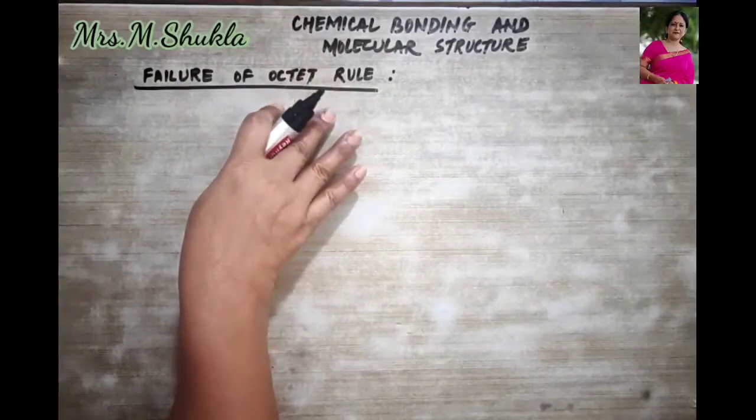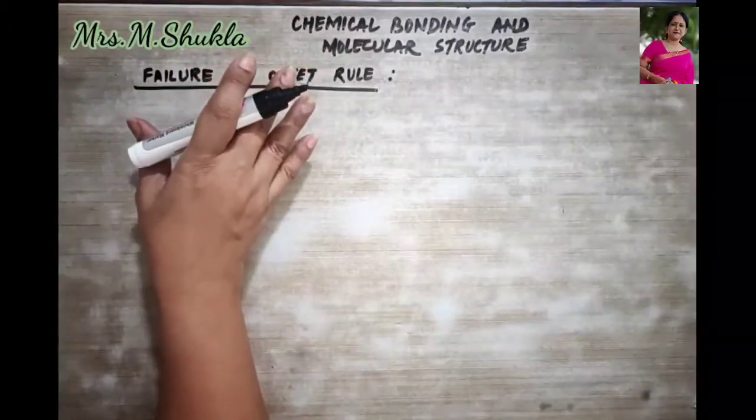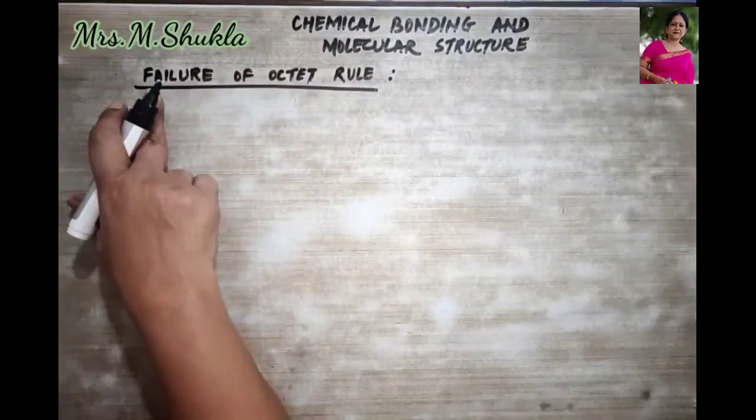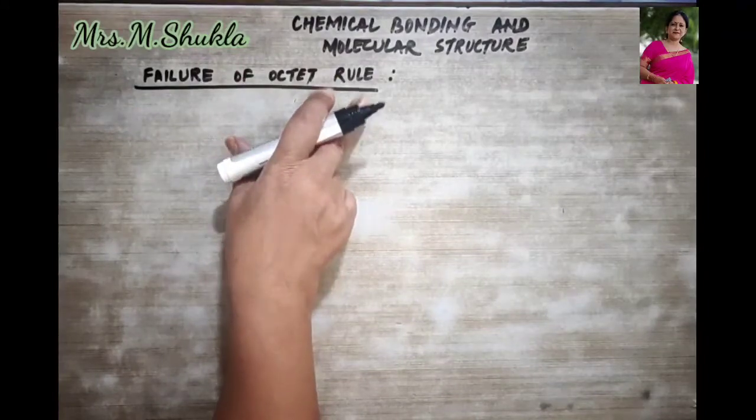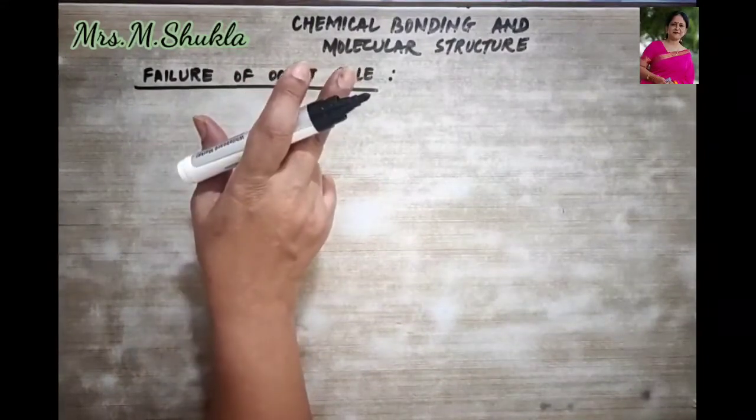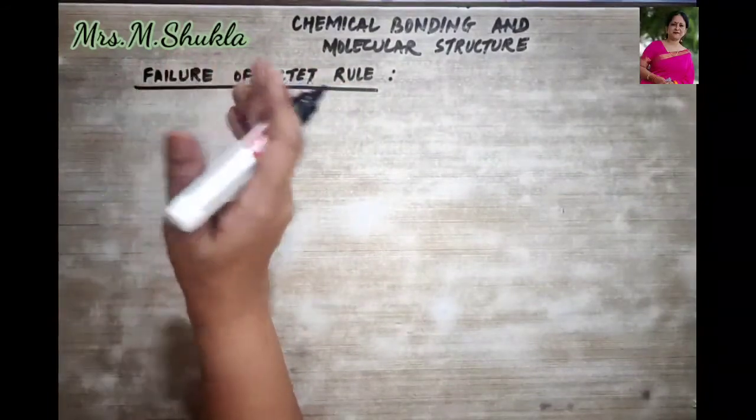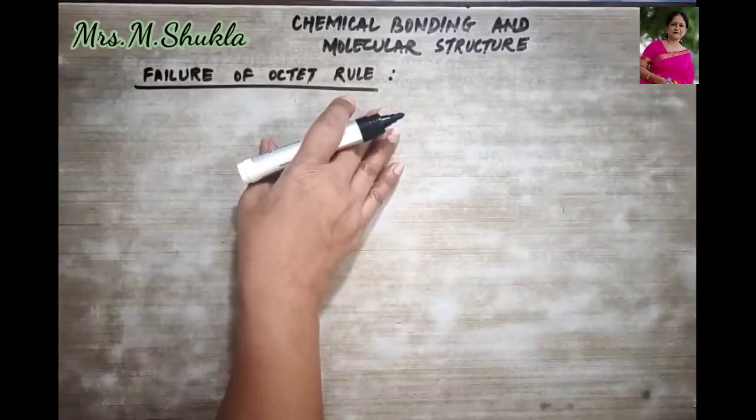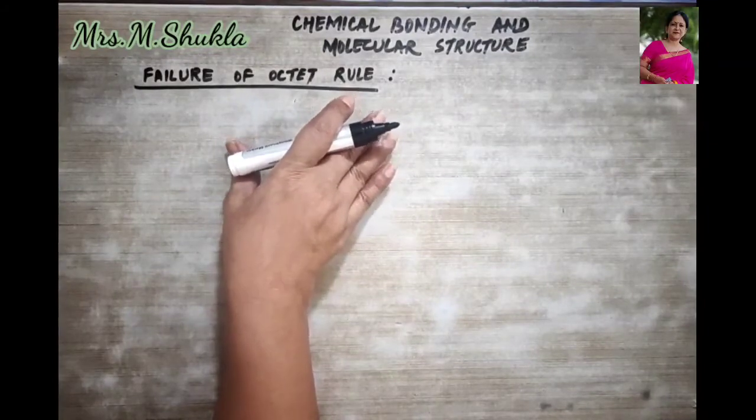You already know what the octet rule is. There are several stable molecules known to us in which the octet rule is violated, and therefore the heading given to you is the failure of the octet rule. That is, the atoms in these molecules have a number of electrons in the valence shell either short of 8 electrons or more than an octet, right? So today I am going to discuss some examples where we find the failure of the octet rule.